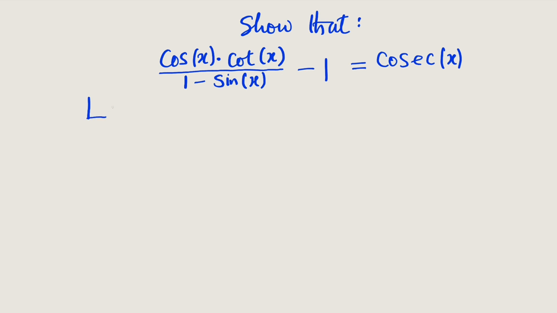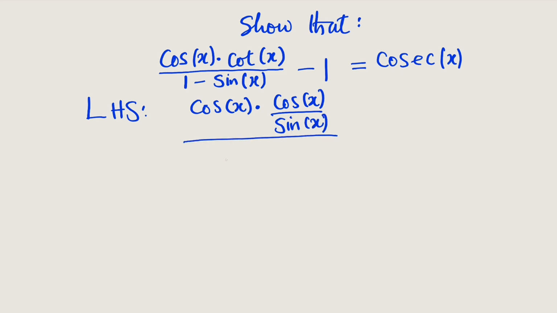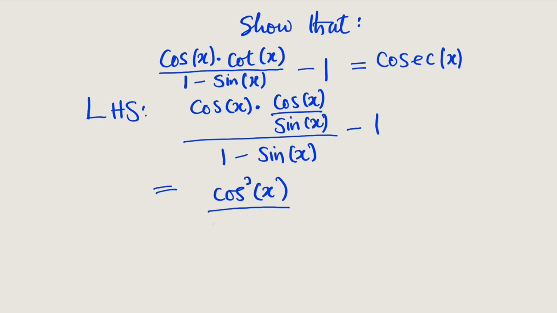So let's say left hand side, we have cosine x multiplied by cos x divided by sine x, divided by 1 minus sine x, and all of this minus 1. Now let us drop down sine x to multiply our denominator here, and cos x multiplied by cos x is cos squared x. So this becomes cos squared x divided by sine x multiplied by 1 minus sine x.